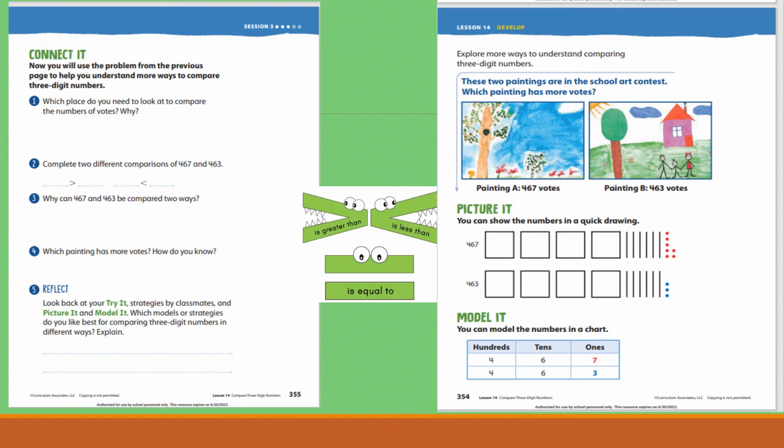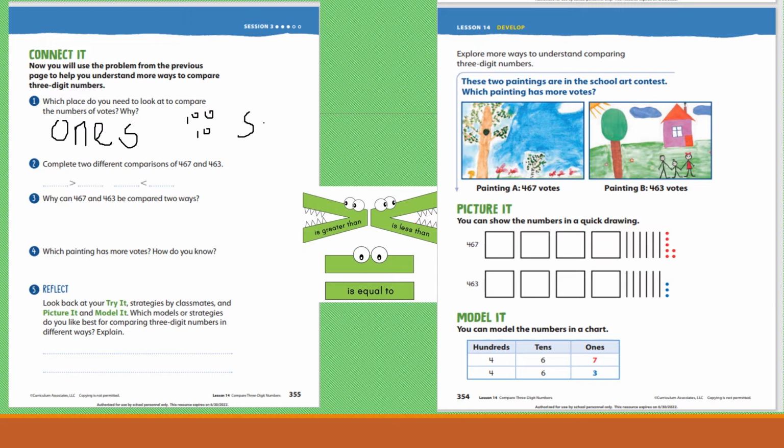So what place did we have to look at to compare? We had to look at the ones. Okay? And why did we have to look at the ones? Because the hundreds and tens were the same.